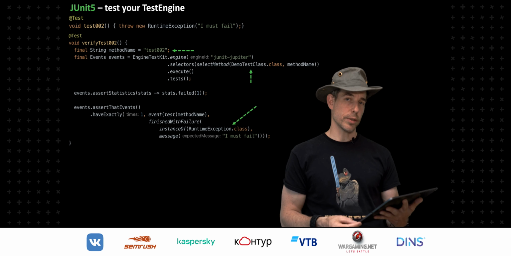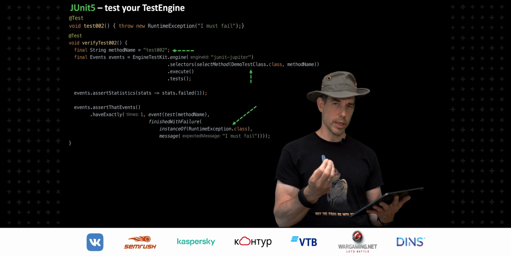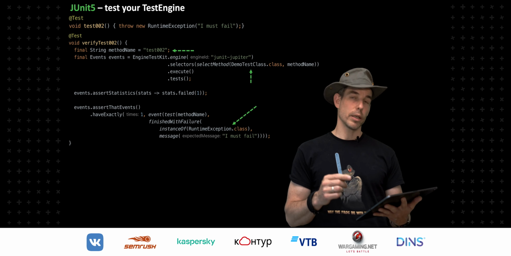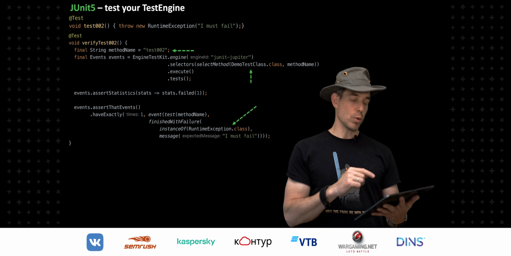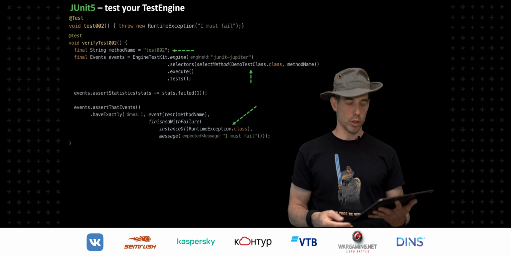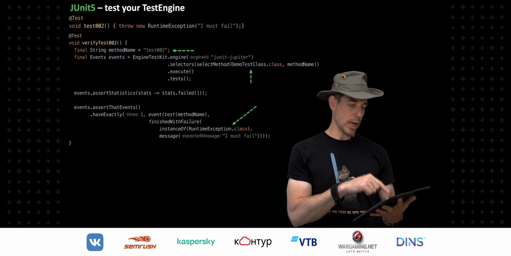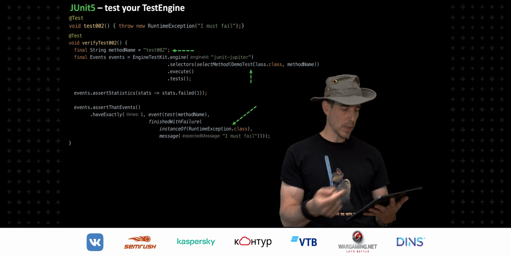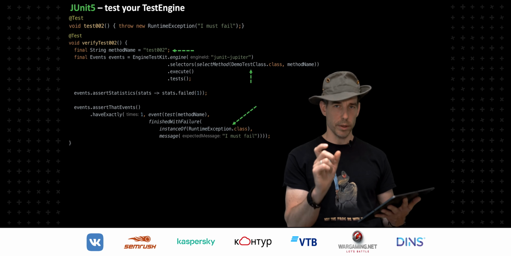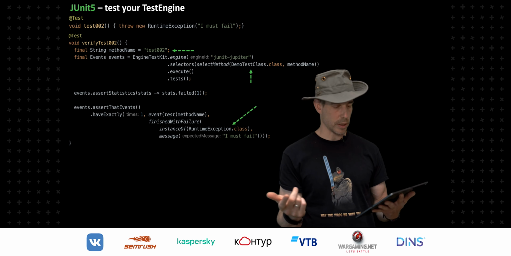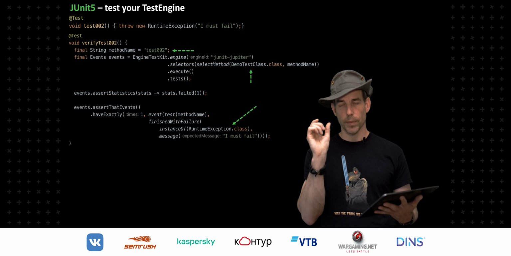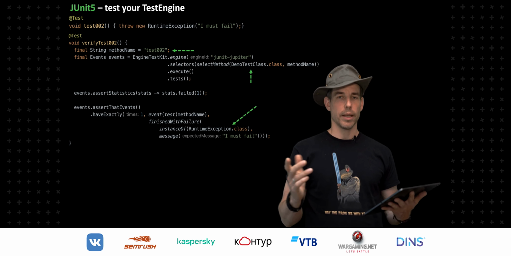After this, I can go a little bit more into detail and check, for example, the failed test a little bit more. Here, just as a recap, test 2 was throwing a runtime exception with the message "I must fail". So what I'm doing here is I'm starting the engine again. I'm selecting not the whole class, I'm just selecting the method inside the class, my test class. It means select method, demo test class, and then I need the name of the method.